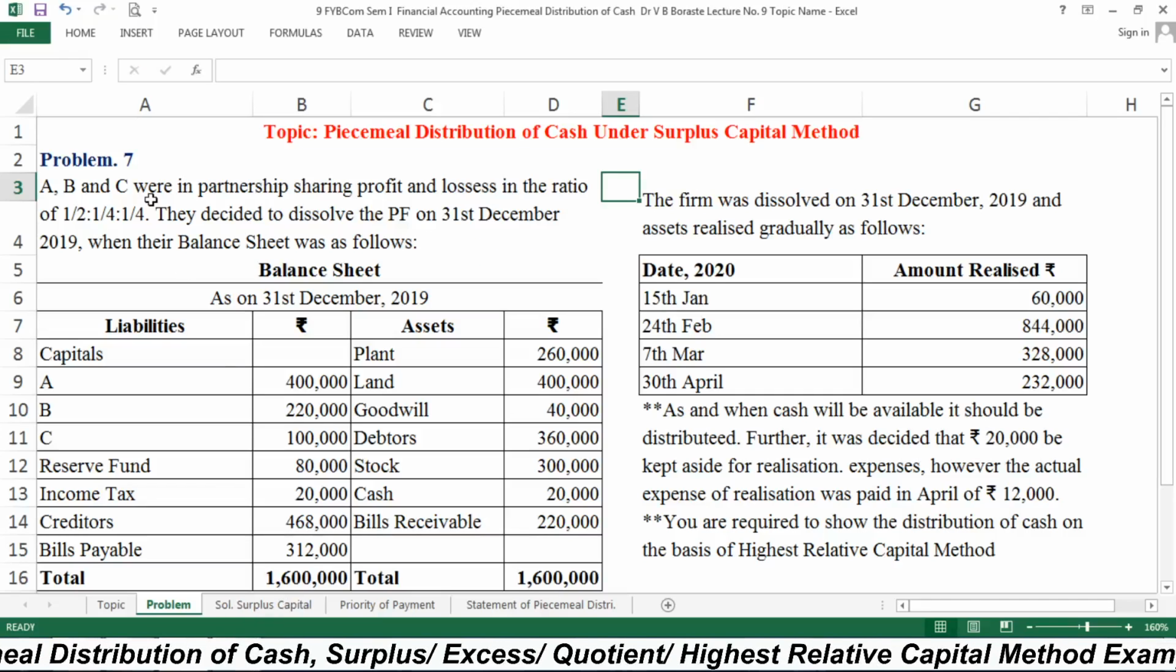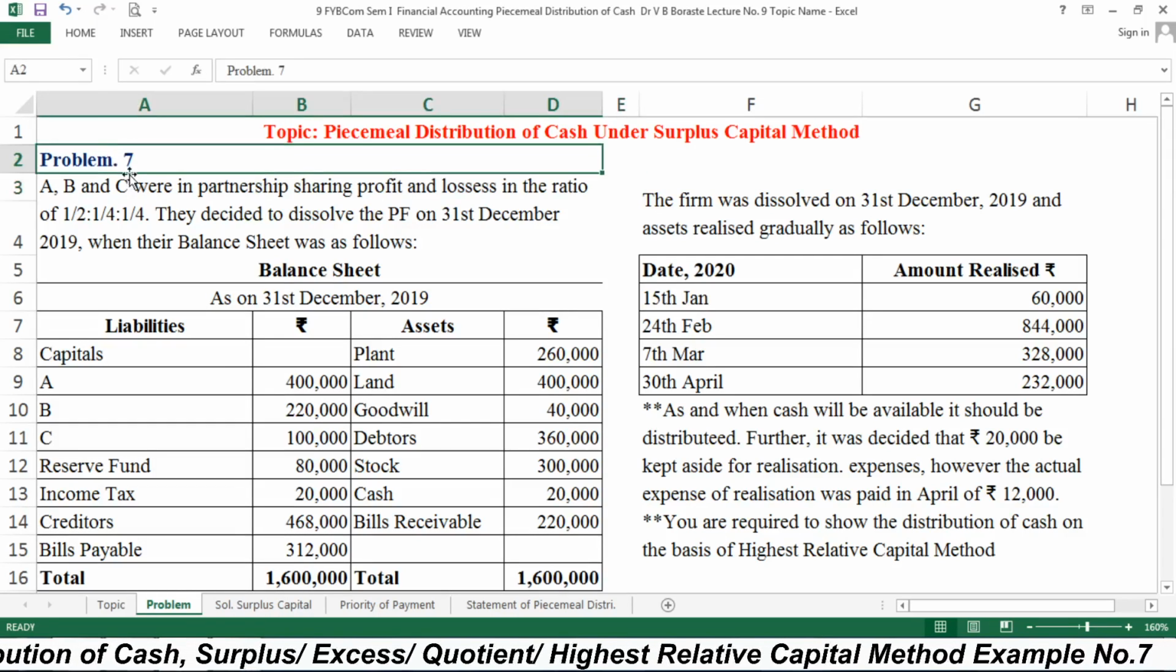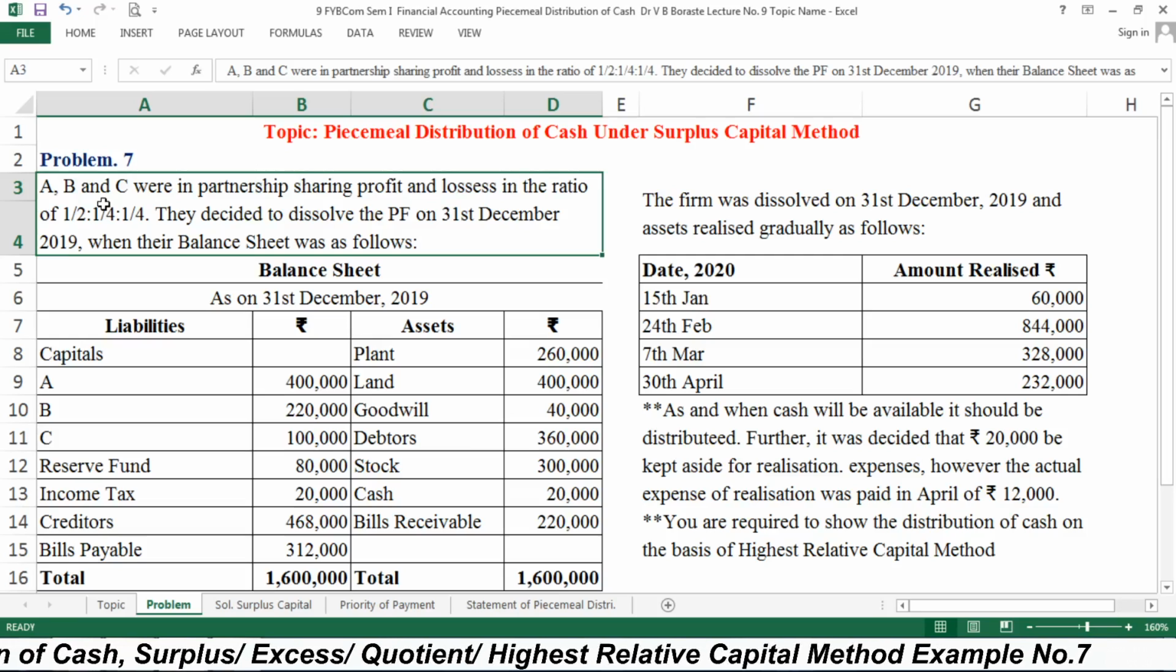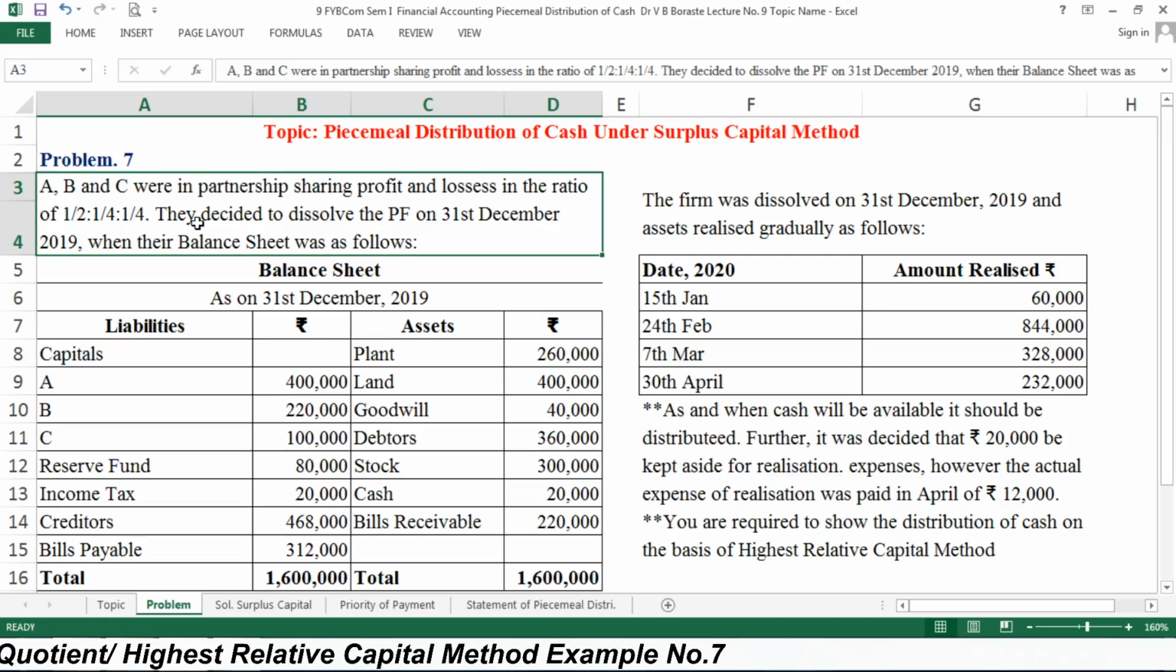Here is example number 7 of piecemeal distribution of cash under the surplus capital method. We can see here the example of A, B and C, partners sharing profits and losses in the ratio of 1/2 is to 1/4 is to 1/4. That means the ratio is 2 is to 1 is to 1. So they decided to dissolve the partnership firm on 31st December 2019 when their balance sheet was as follows.